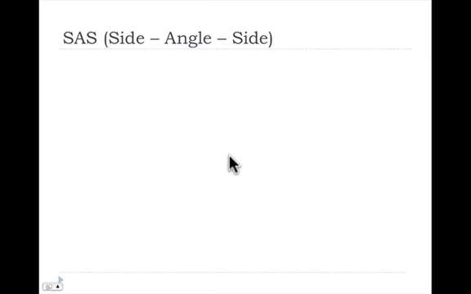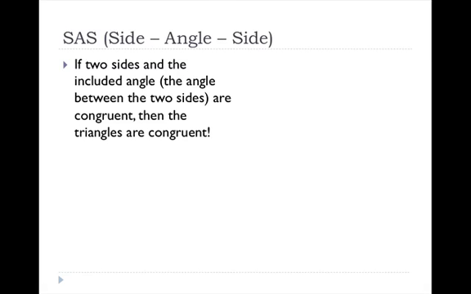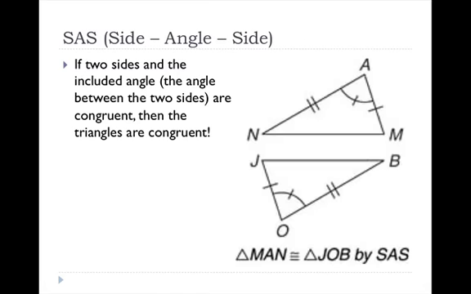All right, the next one is SAS, side angle side. If two sides and the included angle, now that's the key part. The included angle is the angle in between the two sides that you have. If we have two sides and the included angle and they're congruent, then we can automatically say that the two triangles are congruent.